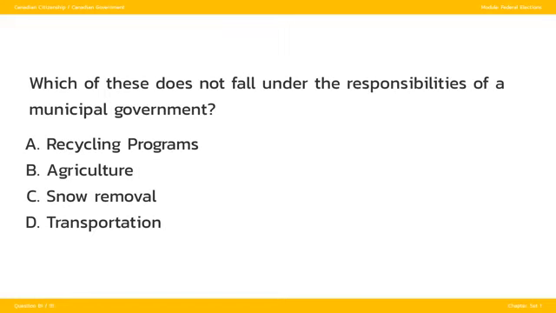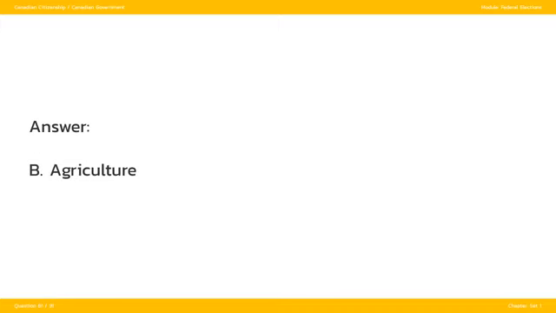Which of these does not fall under the responsibilities of a municipal government? A. Recycling programs. B. Agriculture. C. Snow removal. D. Transportation. The answer is B. Agriculture.